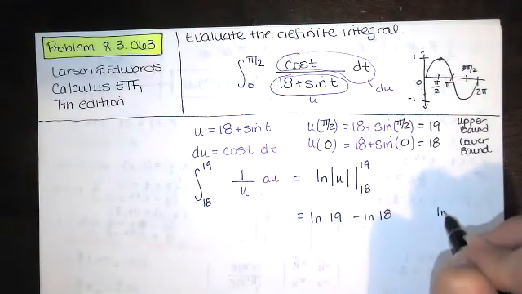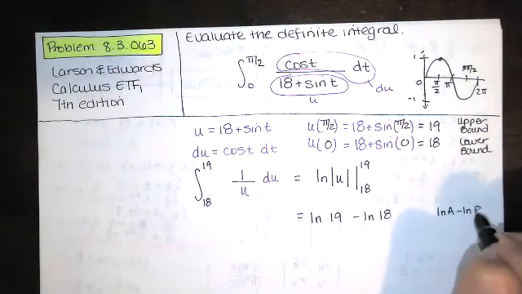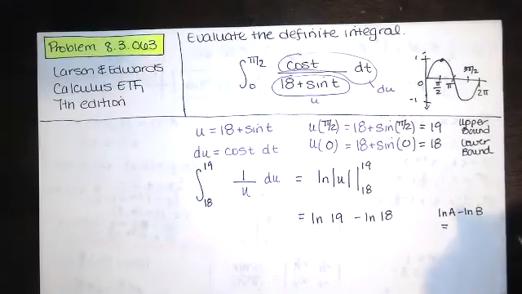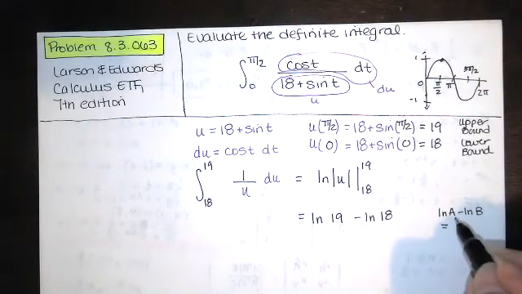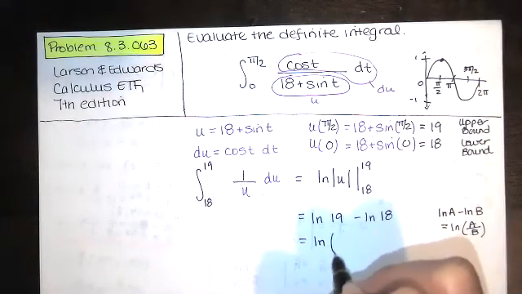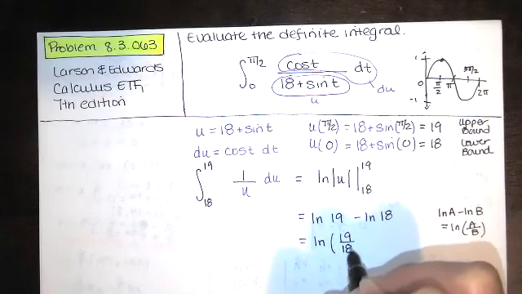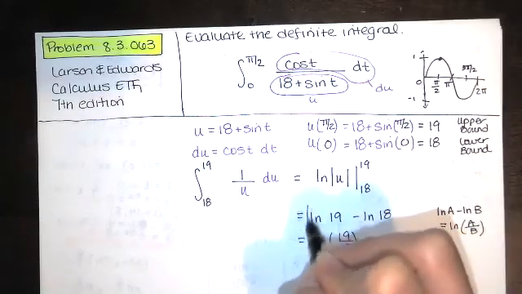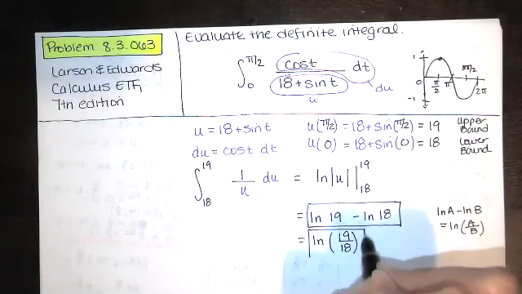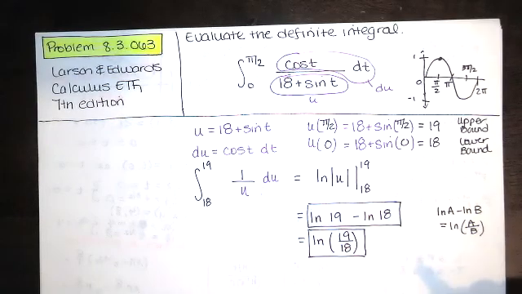It's probably not the way WebAssign wants it, though. There is an identity from algebra class. Log of A minus log of B is log of A over B. So this is actually log of 19 over 18. So the previous form is the right answer, and that would be fine for a test or a quiz. But this is probably the answer that WebAssign wants.